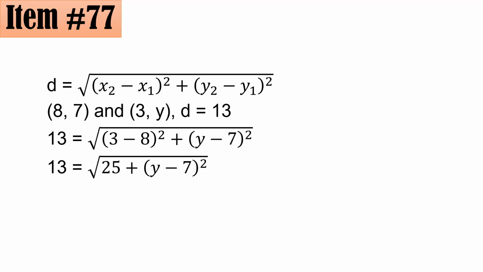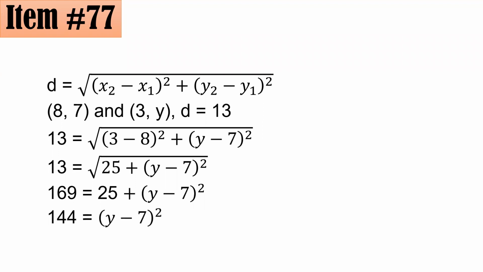Tapos, gusto ko pong ma-remove yung major radical. So anong gagawin po natin both sides para ma-remove po yung major radical? We will square both sides. So squaring both sides po, and with such squaring both sides, square of 13 is 169. Yung right side naman, kapag square mo, ay mawawala yung major radical niya. That's why it became 169 equals 25 plus y minus 7 quantity squared. I added negative 25 both sides. And that gives us 144 equals y minus 7 quantity squared.